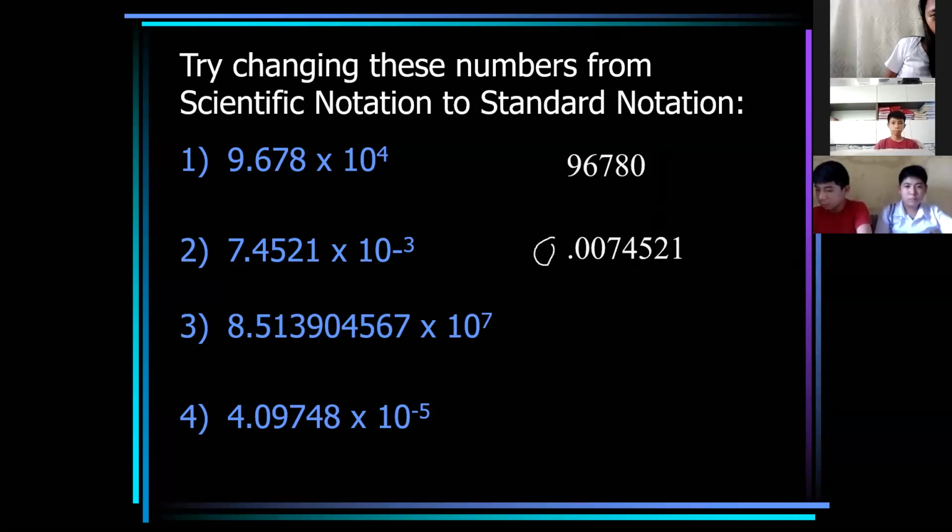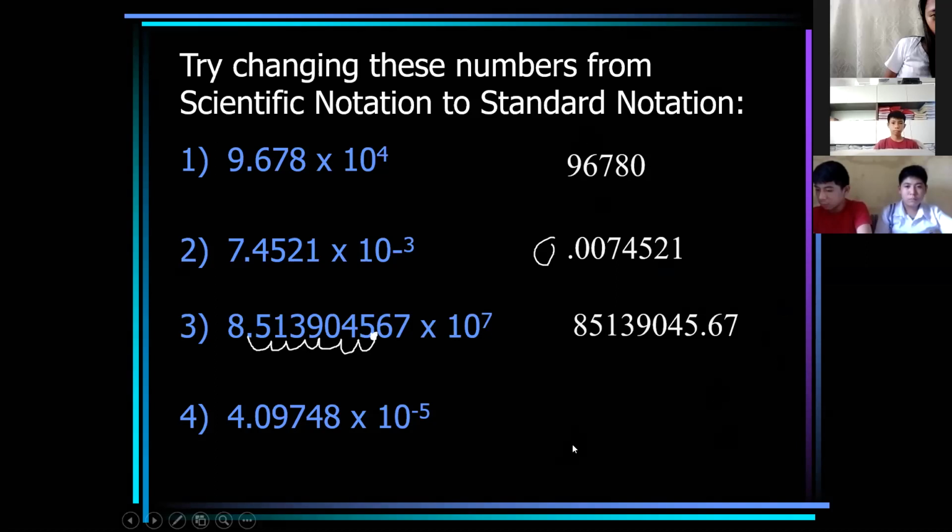Okay, let's proceed. How about this one? 8.513904567 times 10 to the power of 7. The 7 value is positive, so let's move the decimal point to the right 7 times. 1, 2, 3, 4, 5, 6, 7. So the decimal point ends up in between 5 and 6. So your answer is this one: 85,139,045.67, or 6,700.